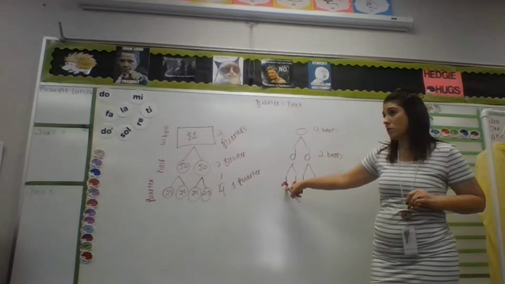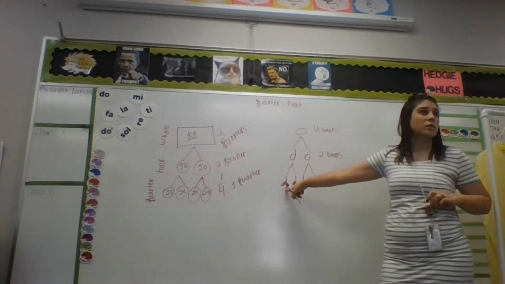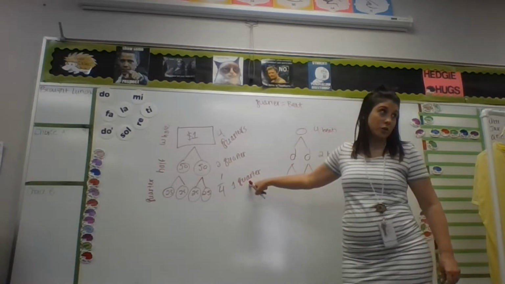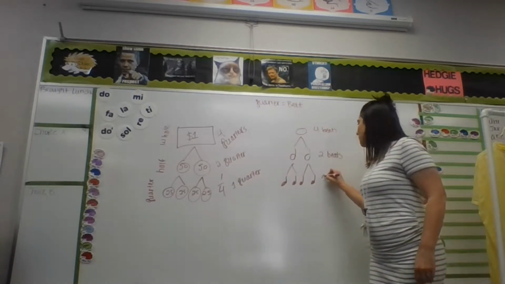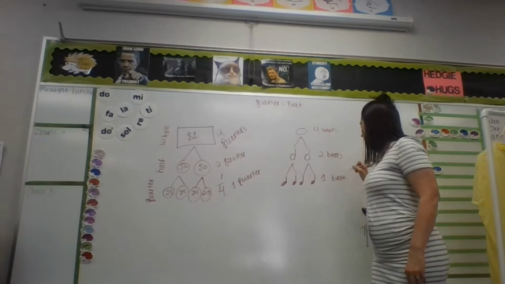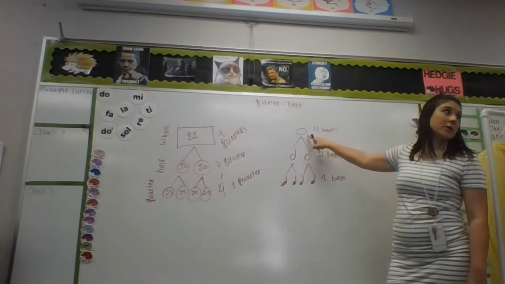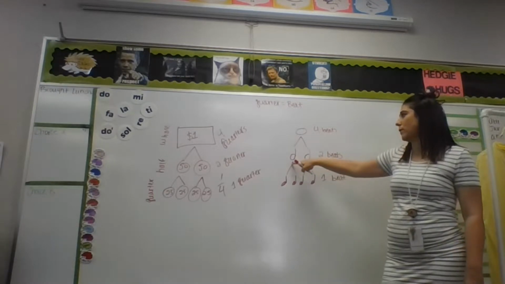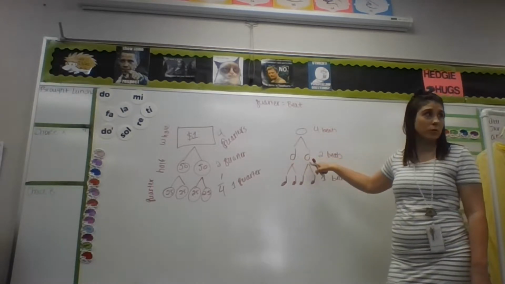These are our quarter notes. Okay? Just like our quarter dollars, they have 1 quarter each. Our quarter notes get 1 beat each. Okay? So our whole note gets 4 beats. Our half note gets 2 beats each. So we have 2 beats here, 2 beats here. You get 4 beats. Okay?